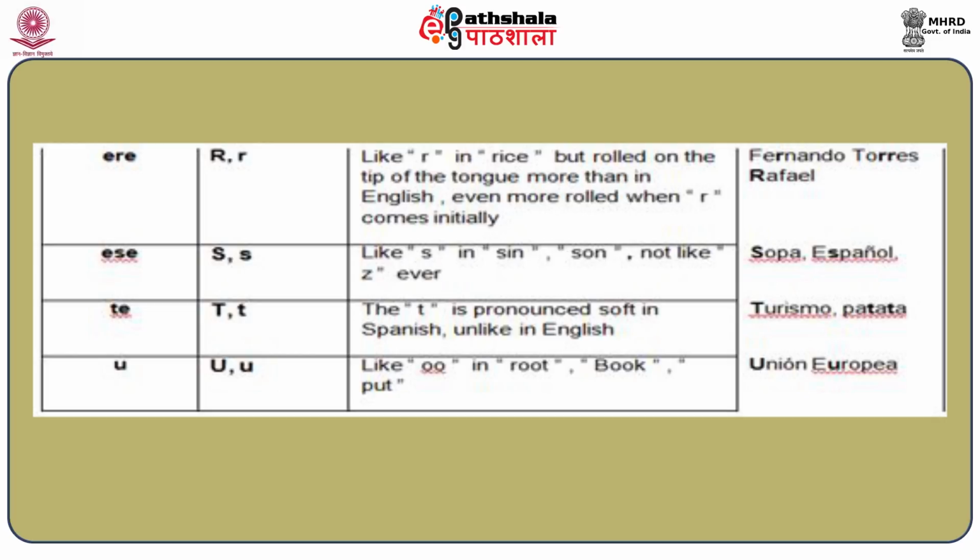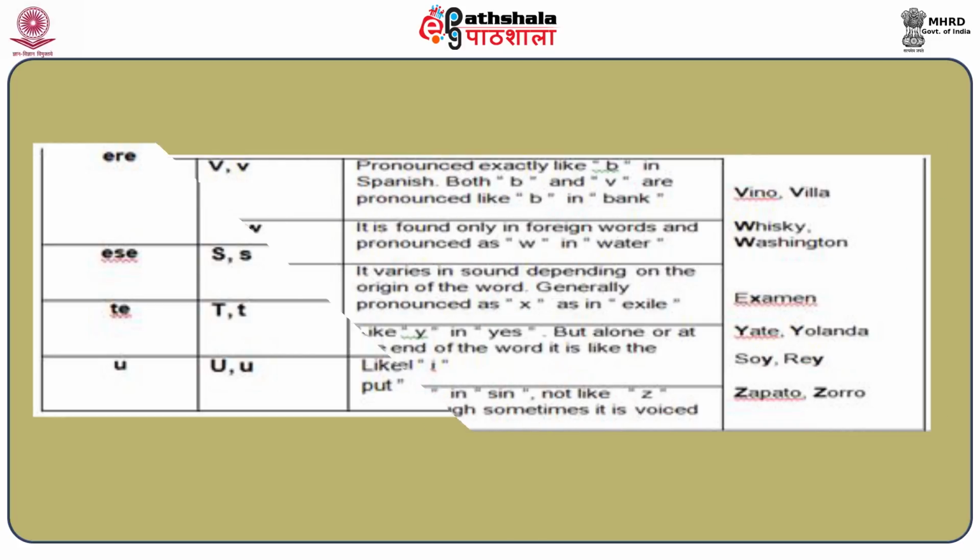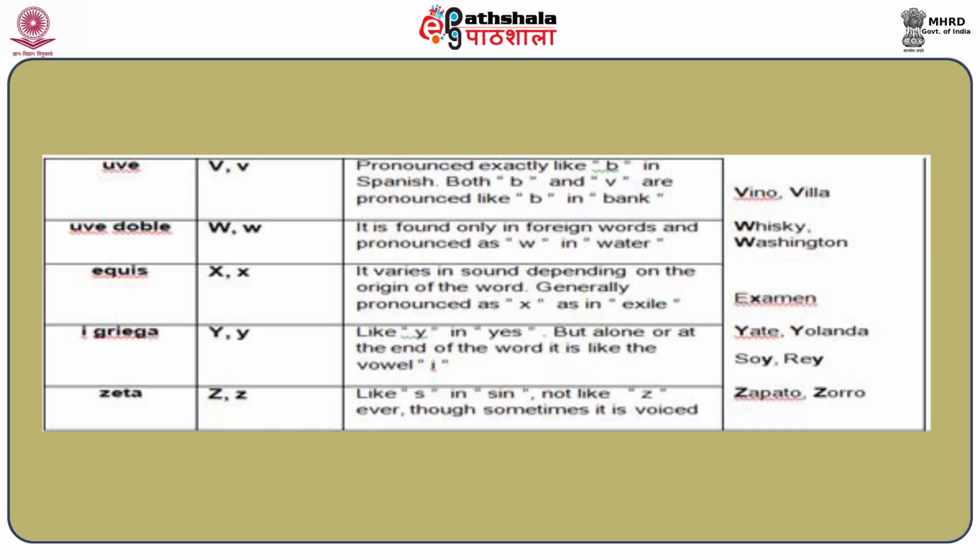U is pronounced as U, for example, Unión Europea. V is Uve, for example, vino or beer. W is Uve doble. Now it is found only in foreign words and pronounced like W in water, for example, whiskey or Washington. X is X, for example, examen. Y is Y, for example, yate, Yolanda, soy, y rey. And Z is Zeta, again like the S in sin of English, and not a Z sound. It will be an S sound, like zapato or zorro.